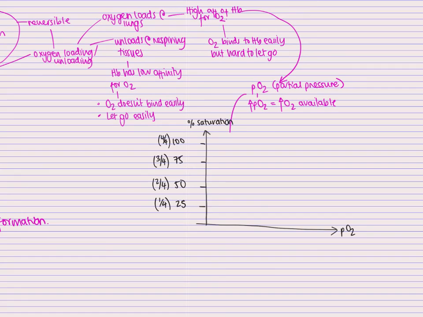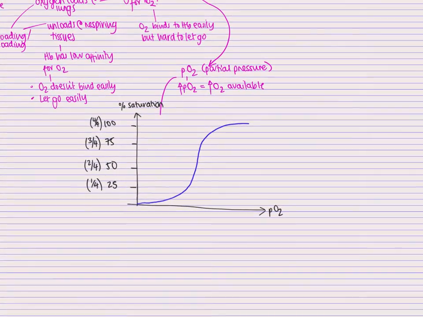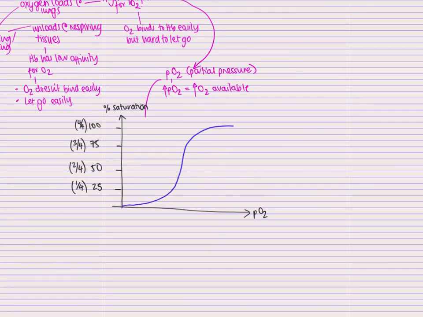only 1/4 are. And we should know and be confident in drawing the fact that our graph is very shallow to begin with, and then there's a rapid upshot, and then it flattens off. And there are many reasons for this, but we're going to have a look at positive cooperativity, and that's the relationship between the oxygen binding and the structure of hemoglobin.